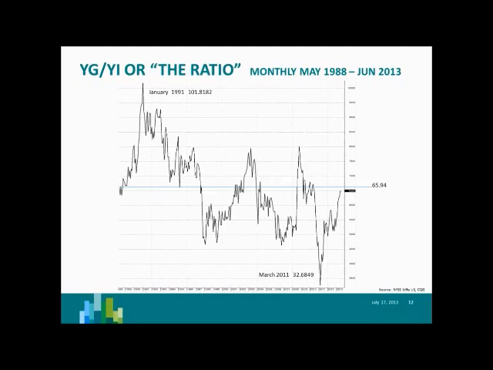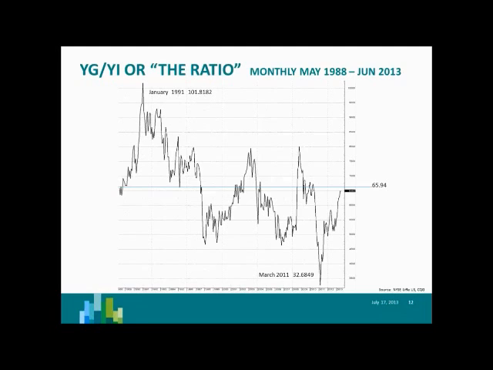I thought for our first slide it might make sense to take a look at going back a bit longer. So here is a chart of the ratio from the spring of 1988 until last month. And ironically enough, just taking that simple monthly average, it's currently 65.94, and ironically enough, the ratio is trading just a little bit under that. It's trading a little bit under 65 at the moment. So a major coincidence, but there you have it.